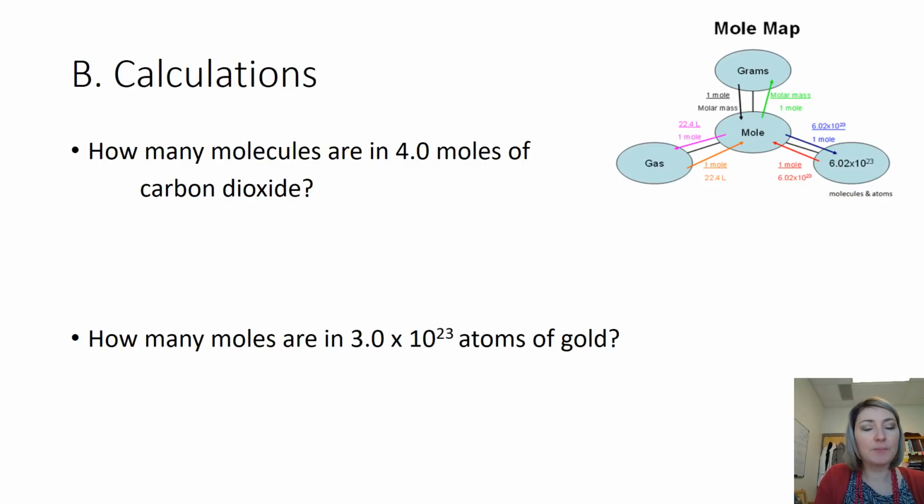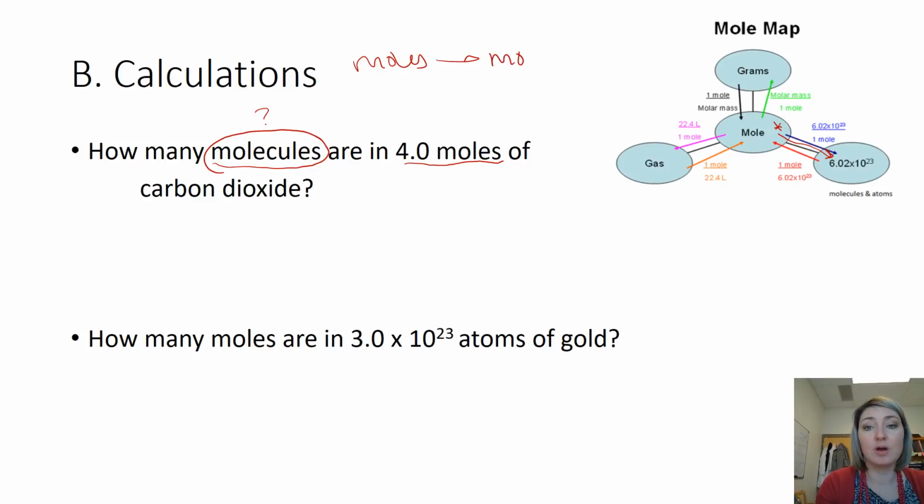All right, so this problem asks me how many molecules, that's what I'm trying to find, are in 4.0 moles of carbon dioxide. This is my given. Okay, so I am starting in moles, and I am going from moles to molecules. Okay, so that is a single step equation.